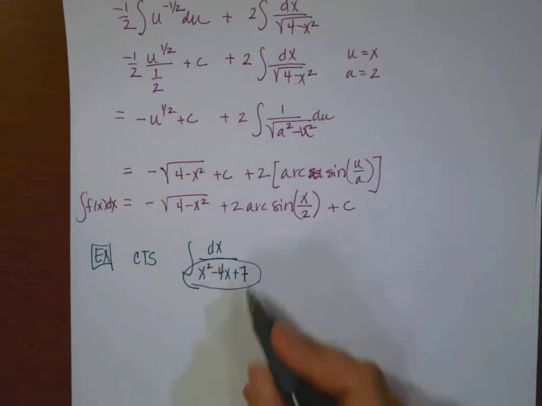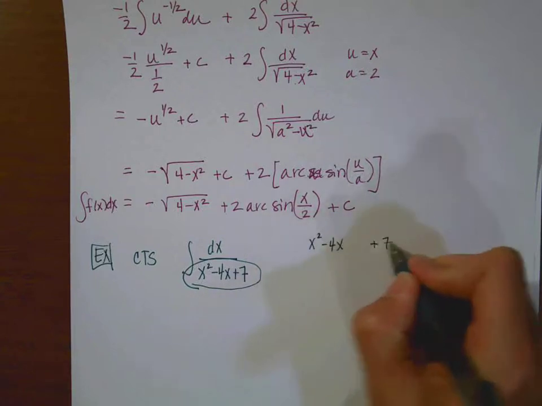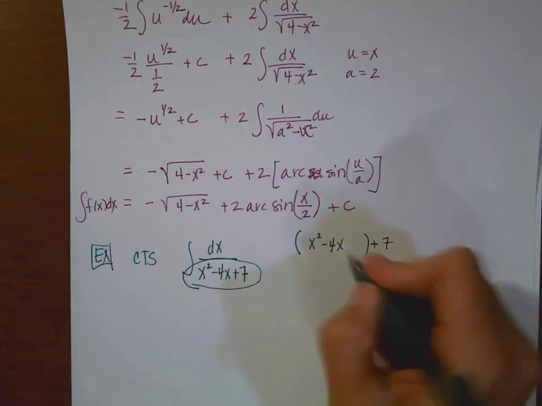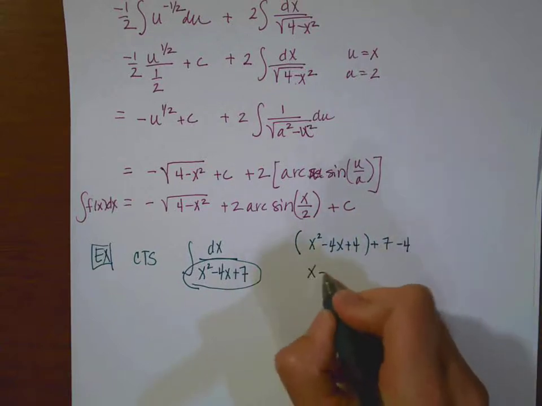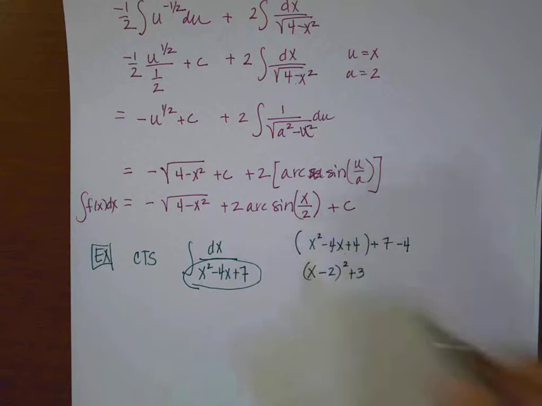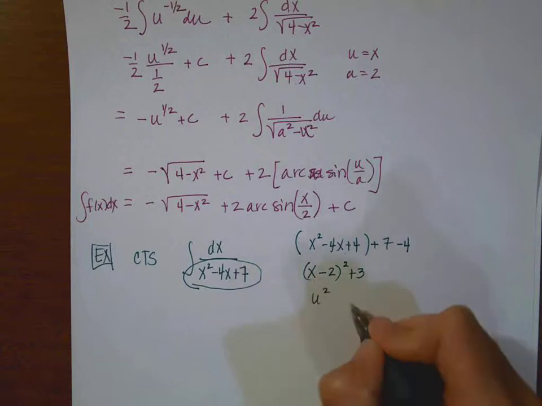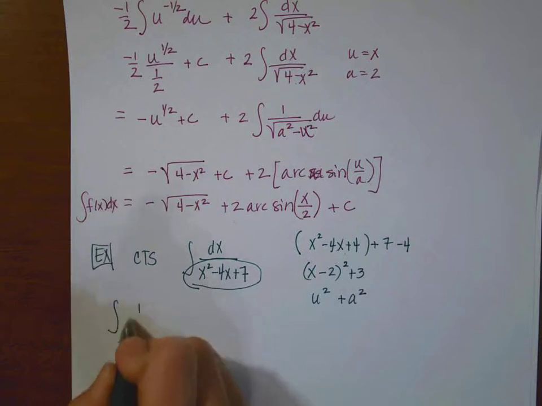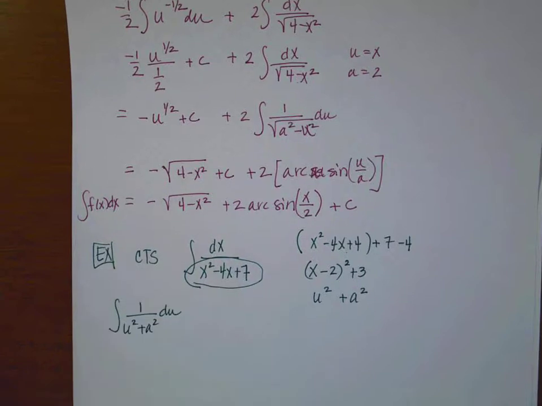So if I think about completing the square in the denominator, I'm just going to do that first. So x squared minus 4x, push the 7 over, leave some space. Half of 4 is 2, squared is 4, plus 4 minus 4, factor. This becomes x minus 2, quantity squared, plus 3. So if I think about this being the squared term, so this could be my u squared, and this is my a squared, then my integral becomes 1 over u squared plus a squared du.